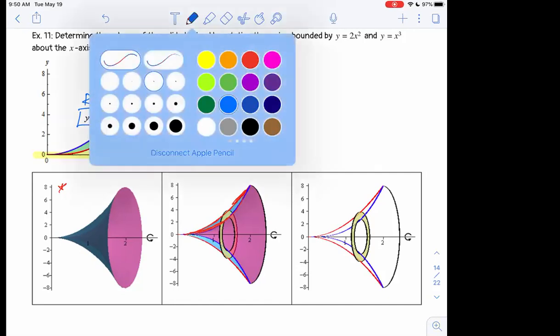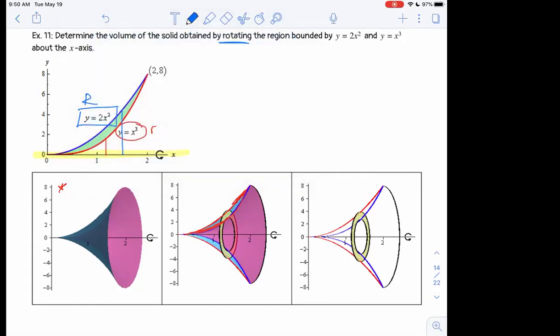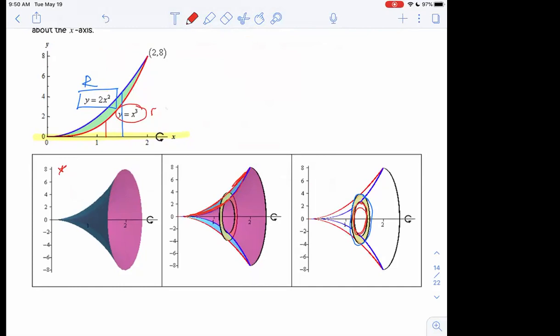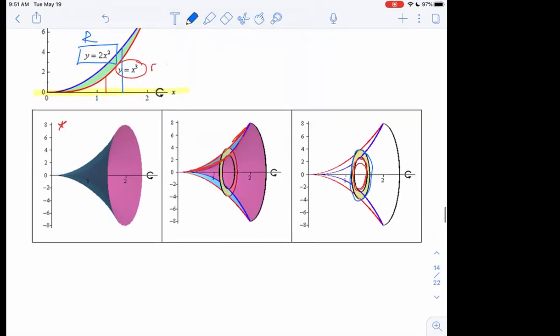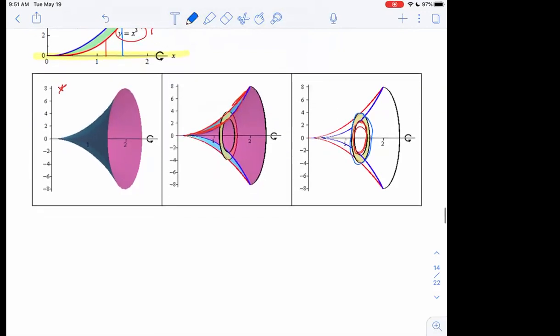where we can see the curves, and I think they changed the colors on us. The curves here, we have our outer radius and we have our inner radius. Together that will give us the washer that we need to set up. Now, since we are doing our volume, we're going to set that up as volume equals pi, the integral from a to b of big R squared minus little r squared dx, okay?